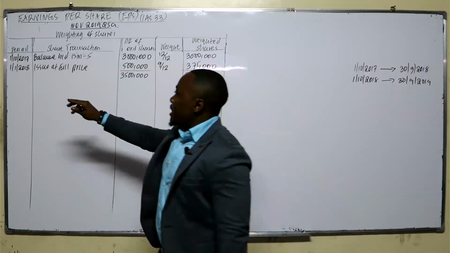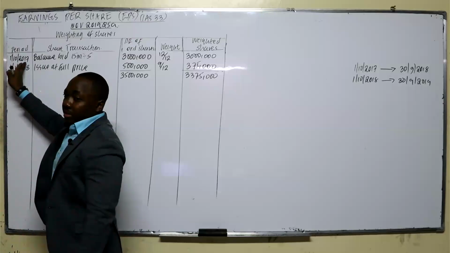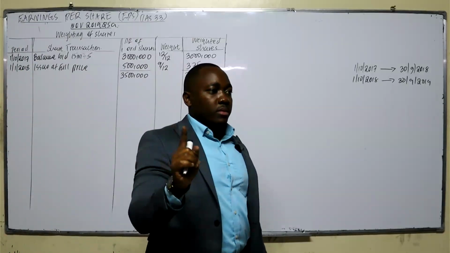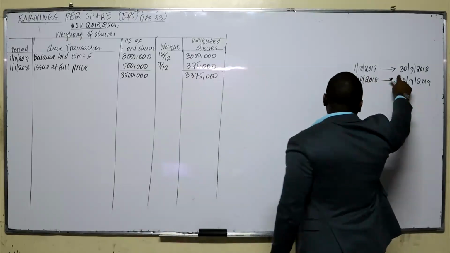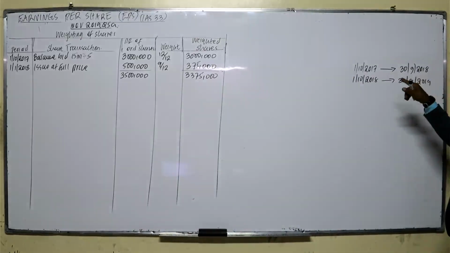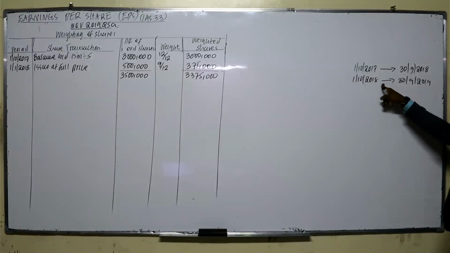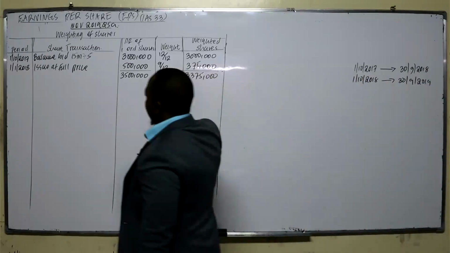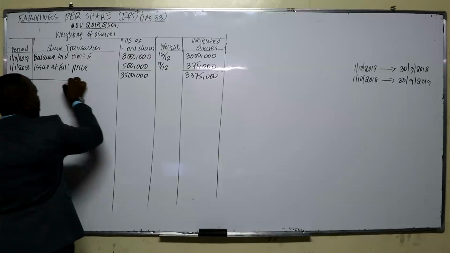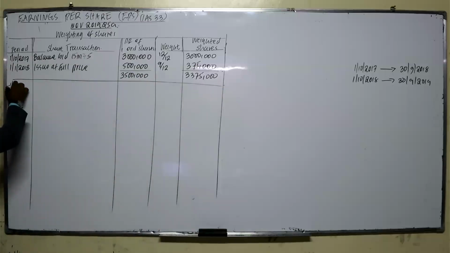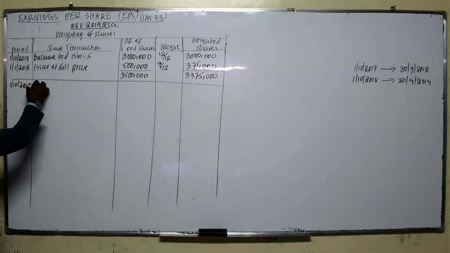Now, this was on 1st of October 2017. That means that year will end on 30th of September 2018. But you're talking about a rights issue that happened on 1st of April 2019. That means it's in the next financial year. Are you together? Yes. So what will happen? Now you close this financial year. Now you start afresh, 1st of October 2018.